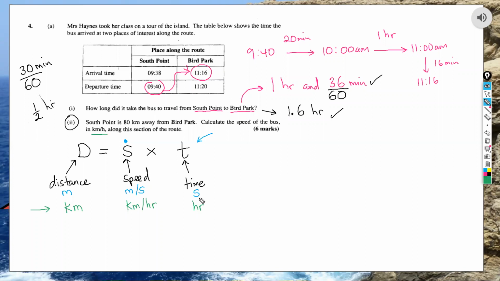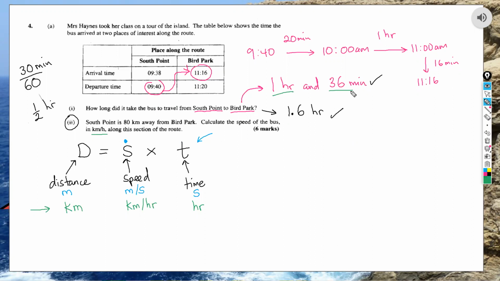Whenever they want the time in hours, which option do you think we are going to use? 1 hour and 36 minutes or 1.6 hours? How are we going to phrase the time for the formula? Are we going to use the pink option or the black option? Correct, we have to use the black option because the formula is asking us for the time in hours, not for a mixture of hours and minutes.